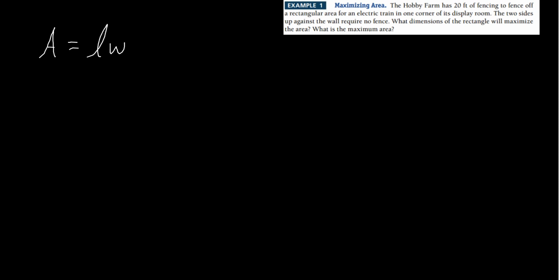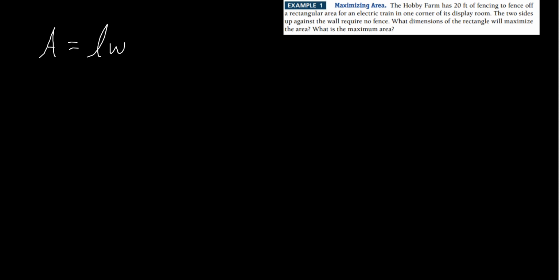We don't really know too much information besides that, though. We do know that we have 20 feet of fencing to fence off a rectangular area. The two sides against the wall require no fence, so what dimensions of the rectangle will maximize the area? We know that together they're going to equal a certain amount, and that amount is going to be 20 feet, because that's how much the hobby farm has.